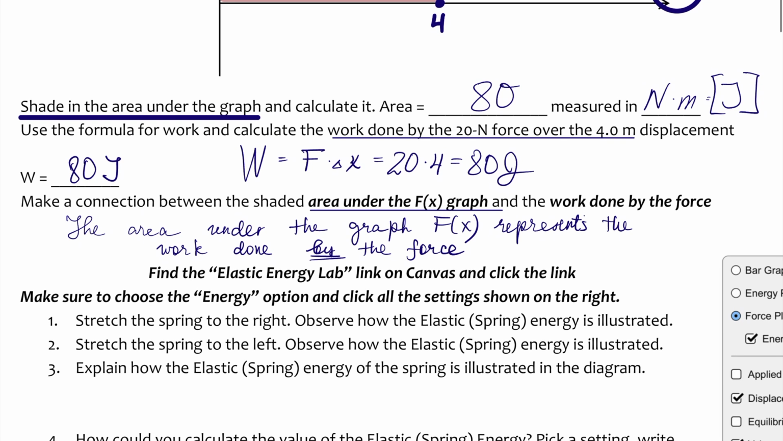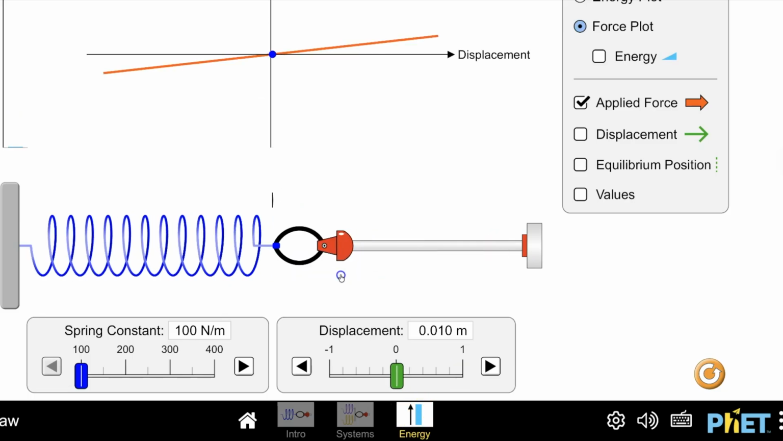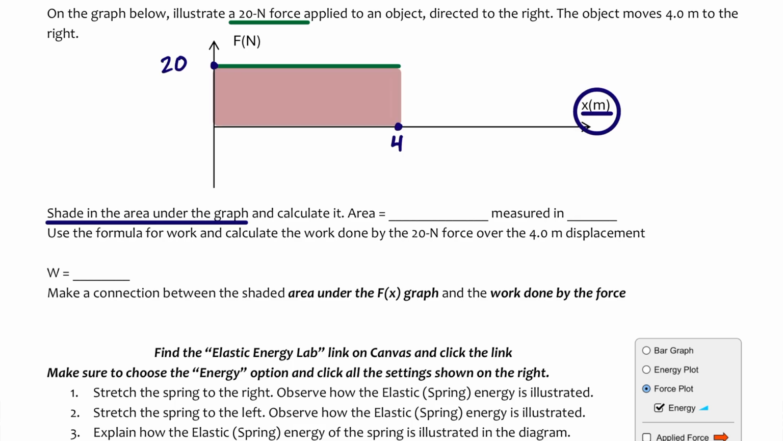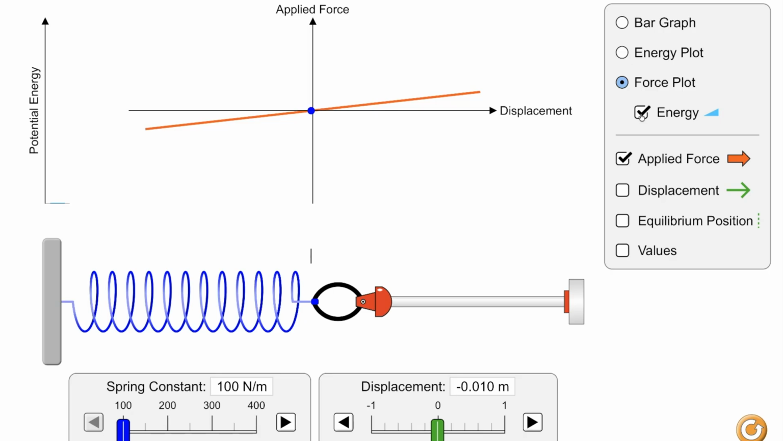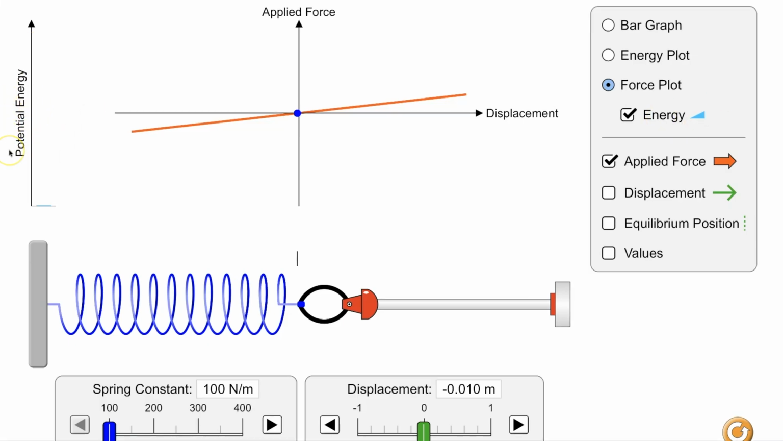So observe elastic spring. Make sure you clicked energy. On the force plot, what you can see also is if I change the spring constant, that changes the slope. Interesting, huh? What I need you to click is also the energy plot, because at the very beginning we looked at how a constant force of 20 newtons applied over 4 meters, if we draw that straight line and shade the area under, that area would be equal to the work done by the force. Now, in this case, we are showing the potential energy, and that is elastic potential energy.